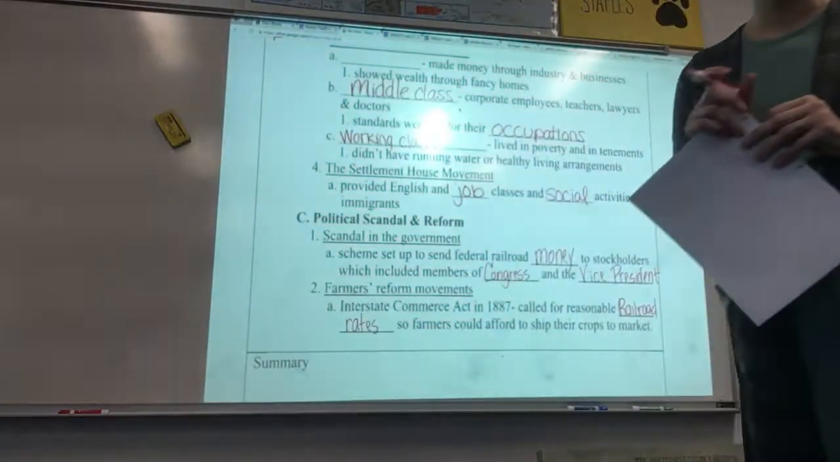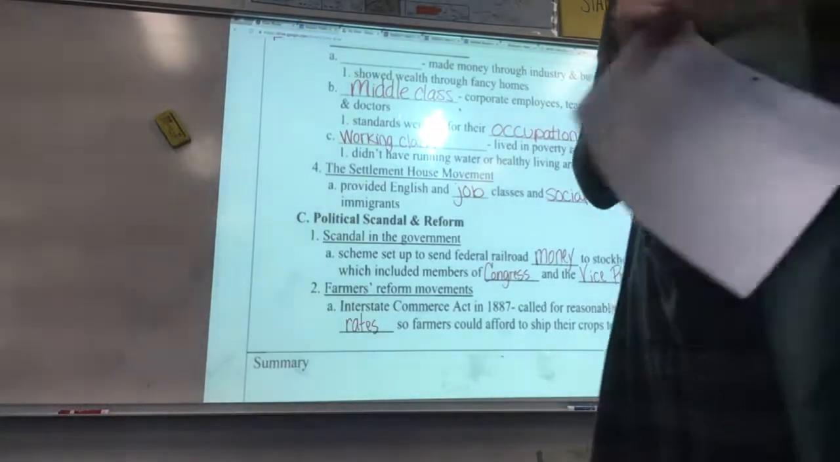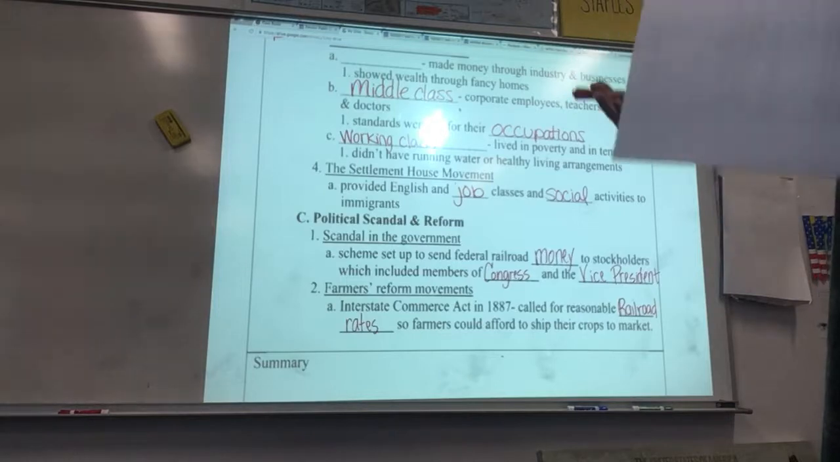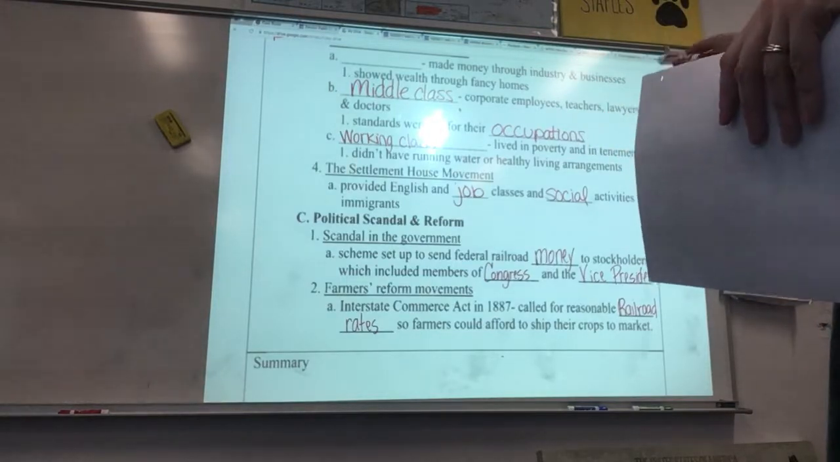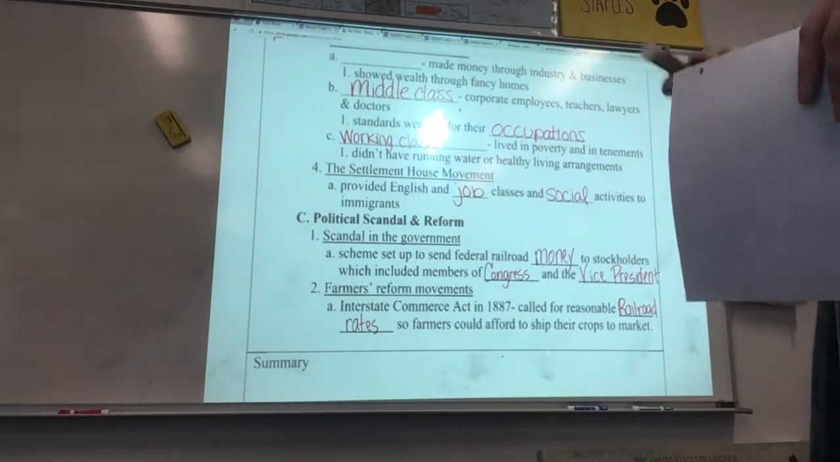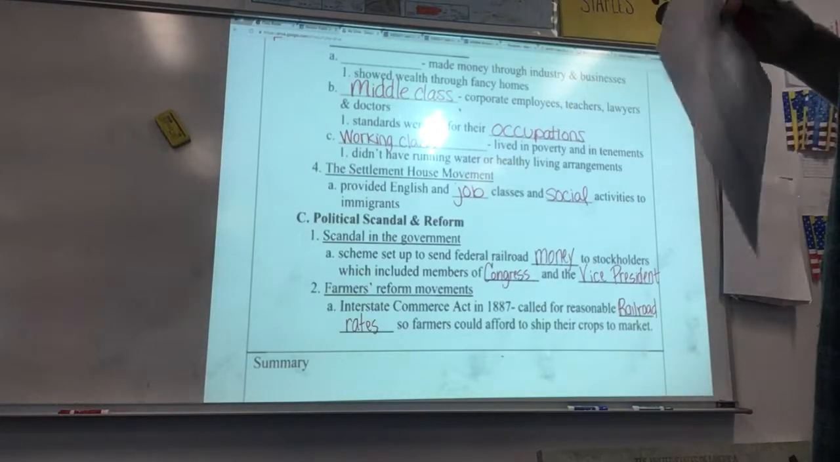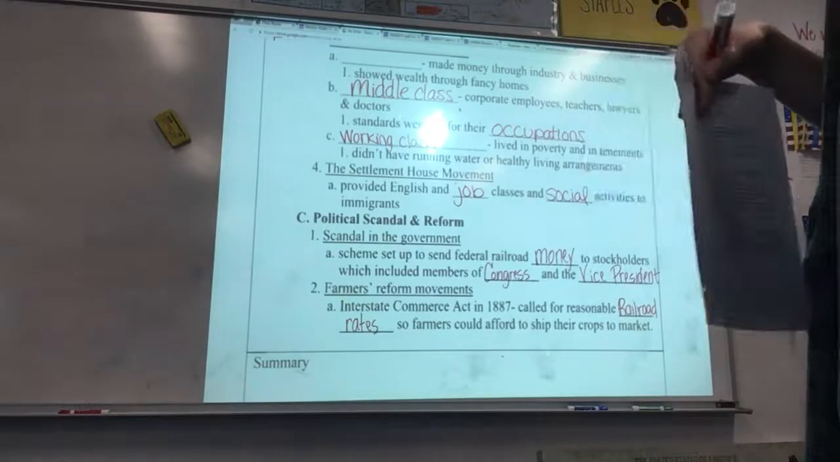So just like if you were going to ship a package via UPS, you would pay UPS however much, and then they would ship your package for you. Farmers had to ship their crops to make money. Okay, so they'd put it on the train, and then they would take it to different places, and then they would get paid for selling their corn or whatever they grew.